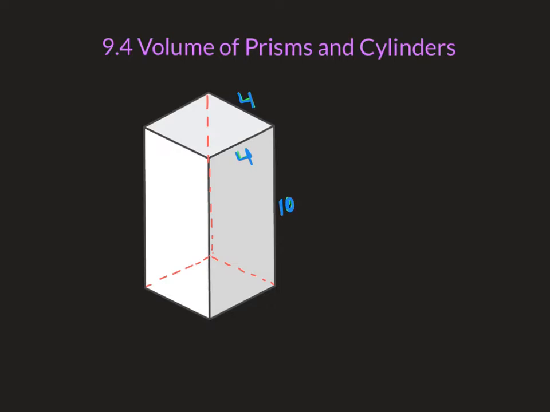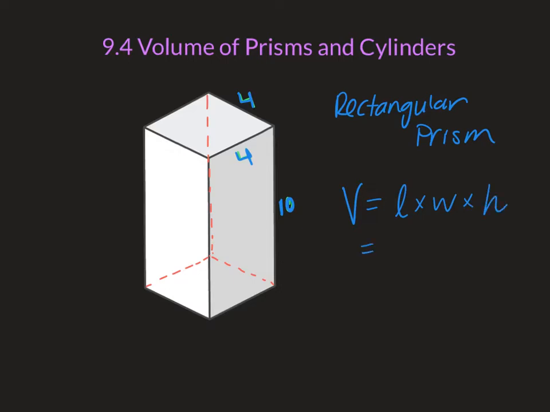So the first one we're going to talk about is the volume of specifically a rectangular prism. So this one is technically a square as a base, but a square is technically a rectangle, right? So if it's got square or rectangular bases, that's what is considered to be a rectangular prism. So the volume of that is your length times width times height. So in this case, you've got 4 times 4 times 10, which is going to give you 160.